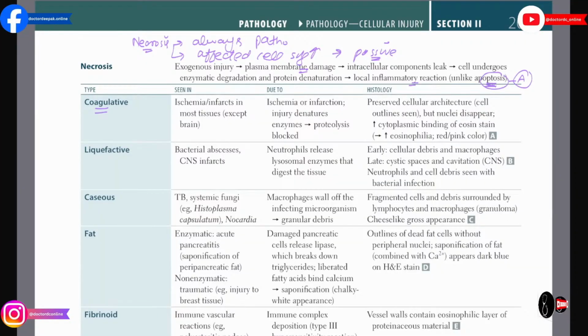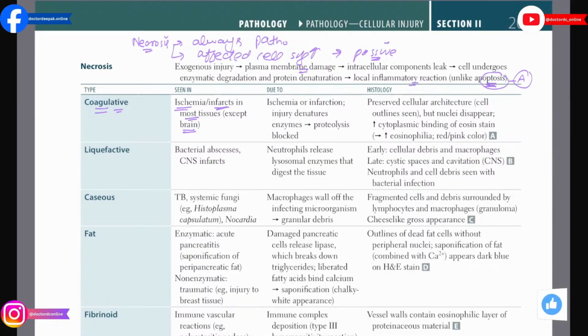For example, first of all, you have to remember in coagulative necrosis, they will ask a question like what are the examples of organs which can undergo this coagulative necrosis. You have to keep in mind in our body, except the brain, everything when it gets ischemia or infection will undergo coagulative necrosis. So it means ischemia and infection in most of the tissues of our body except the brain. In brain, never ever pick coagulative necrosis.